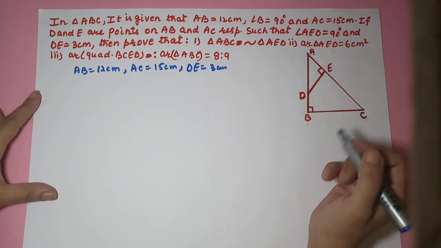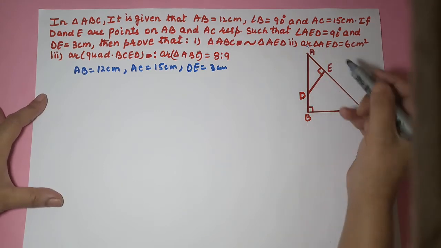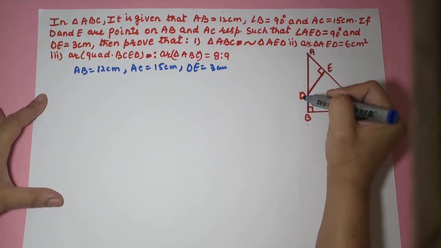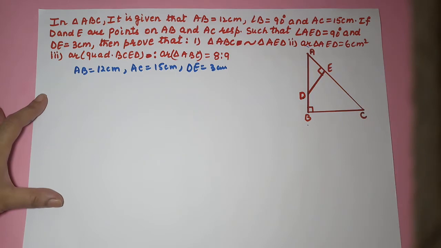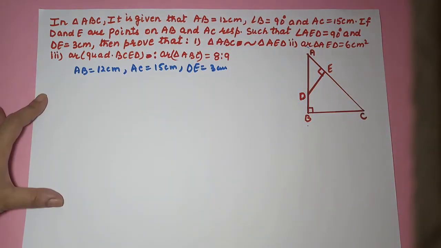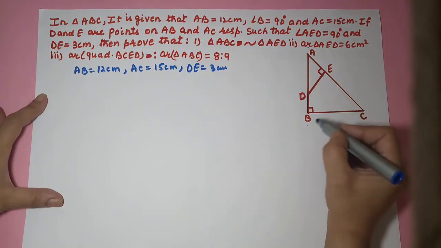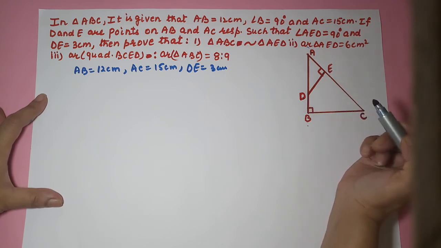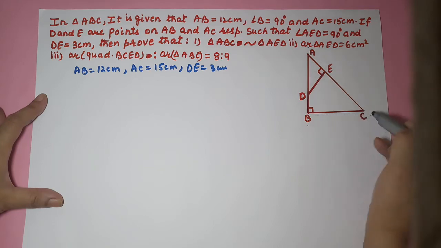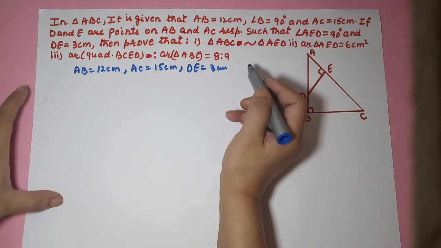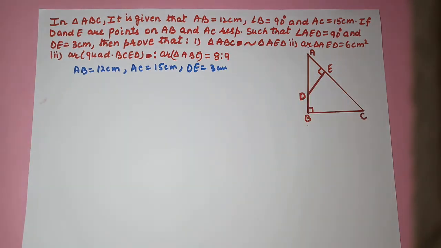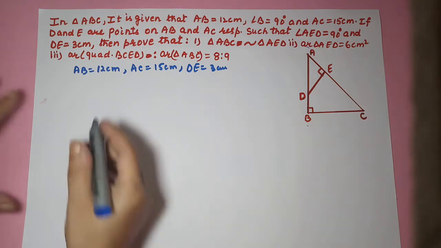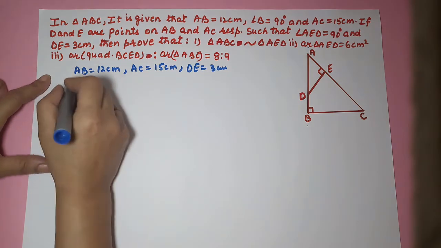Second, we have to prove that area of triangle AED is 6 centimeter square. And third, we have to prove that area of quadrilateral BCED to area of triangle ABC is 8:9. These are the two things that we have to prove, right? Okay. So let's first prove these two triangles similar.